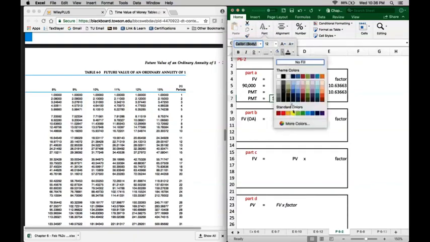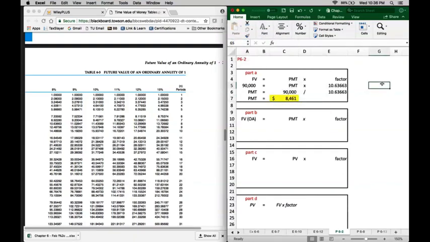We calculate the payment to be $8,461. So if I make 8 deposits of $8,461 at the end of each year for the next 8 years, and each deposit earning interest compounded at the rate of 8%, we will arrive at the $90,000 in the future.